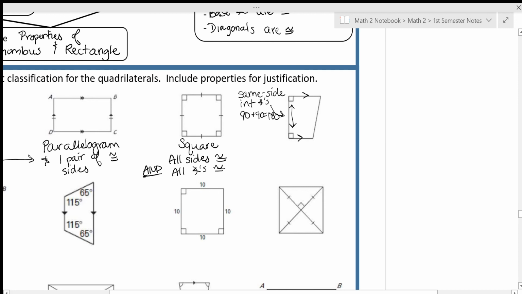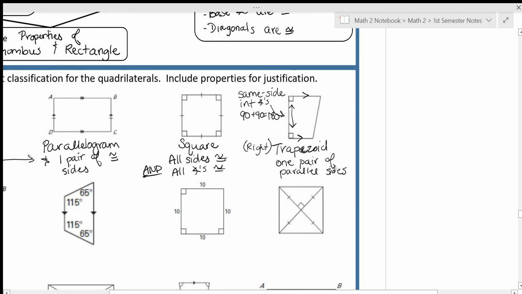So with the information we have, we know that we have one pair of parallel sides, which means that the best classification that we can give this is we can call it a trapezoid, because we have one pair of parallel sides. And we could actually even also call this a right trapezoid, because we have those right angles.